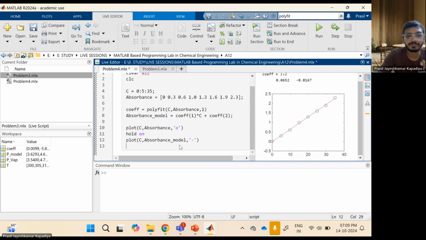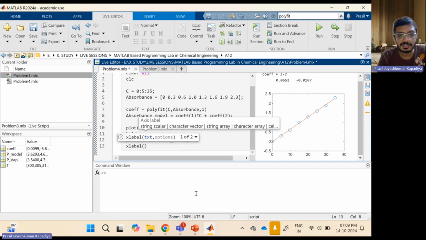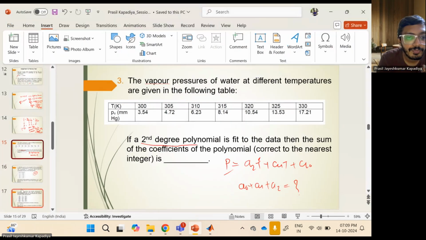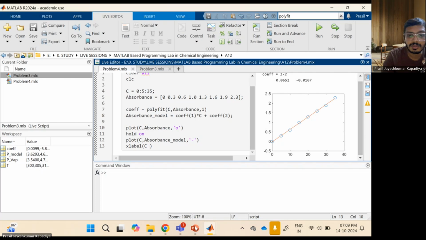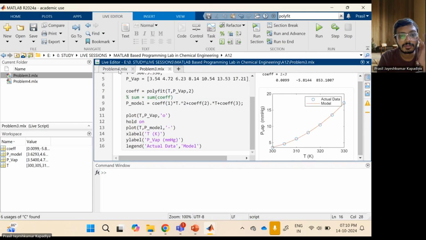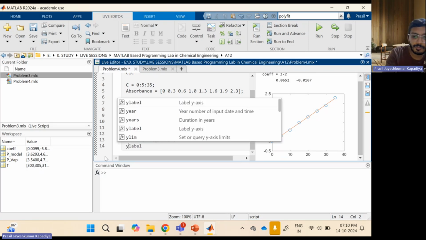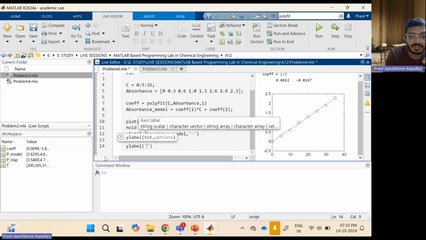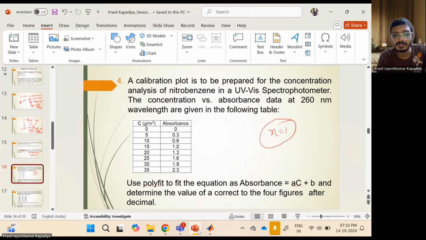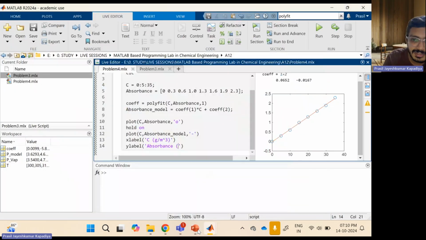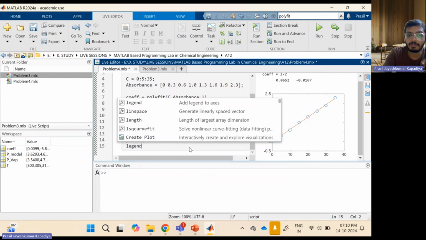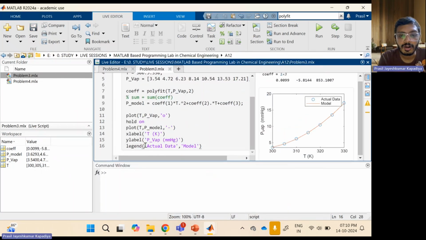So let's write down X label. What is X? My concentration in the units of gram per meter cube. Okay. There is something we can do with this labeling part, but I currently don't remember how we can do it. So I'm just writing it like this only. And this one is my absorbance. And that is in unit of centimeter inverse, I guess. Okay, it's not given anything, so let's leave it. Okay, so here also we must add legend to differentiate actual data and model.